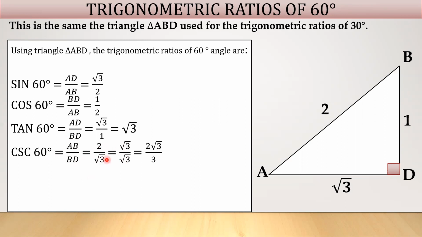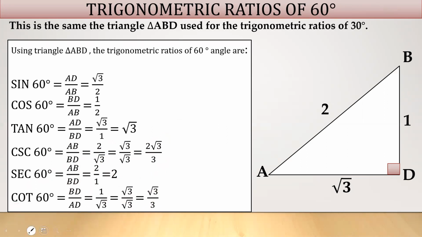So, times ito, no? So, 2 times square root of 3 is equal to 2 square root of 3. And 3 times the square root of 3 is equal to 3. So, that's why for cosecant 60, we have 2 square root of 3 over 3. For secant 60, we have AB over BD. Pag sinubstitute natin yung given, that would be 2 over 1 or simply 2. So for cotangent 60, lastly, we have BD over AD. Substitute the given, that would be 1 over square root of 3.